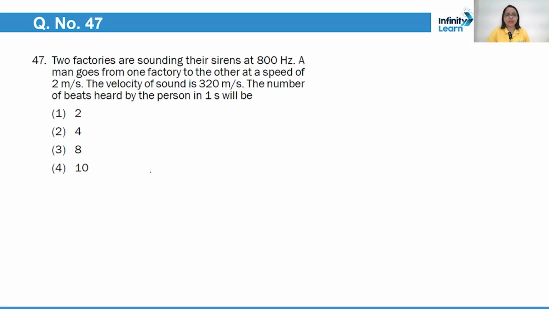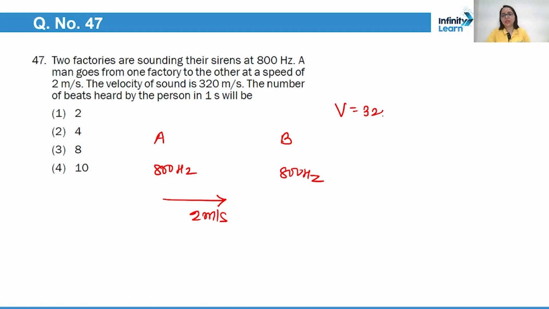Question number 47. We have two factories sounding their sirens at 800 hertz. A man goes from one factory to another at a speed of 2 meter per second. The velocity of sound is 320 meter per second. The number of beats heard by the person in 1 second is. So, apparent frequency for both factory A and B sirens will be different because from one factory he is moving away and he is moving towards factory B.